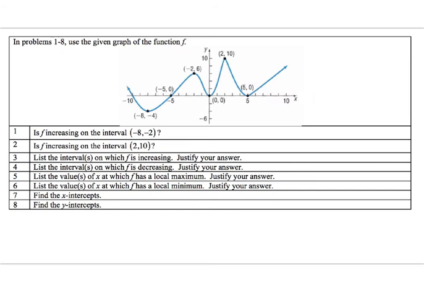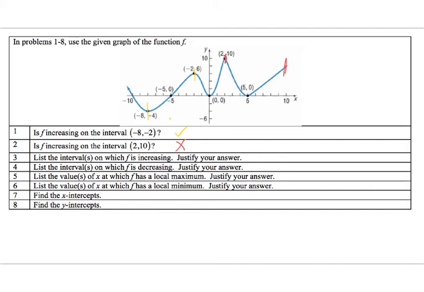For the problems on this page, our goal is to figure out if these things are true or not. So for example, from negative 8 to negative 2, so here to here, are we increasing? Yes, we are. From negative 8 to negative 2, as we go from left to right, we are always going up. From 2 to 10, we are not increasing because we are both decreasing and then increasing during the interval.